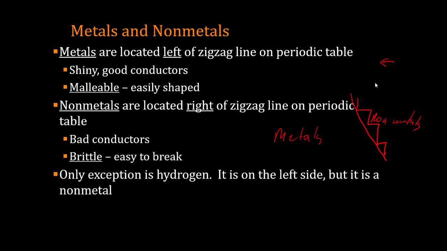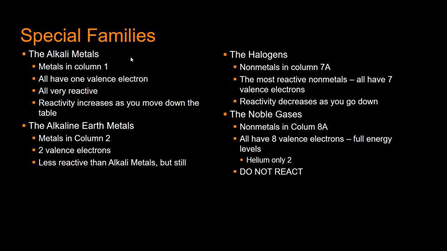That is a gas, not a metal, it's a nonmetal. So it is on the left side because it's in the first column because it has one valence electron, but it is a nonmetal, not a metal. Now, there are a few special families on the periodic table I want to mention.